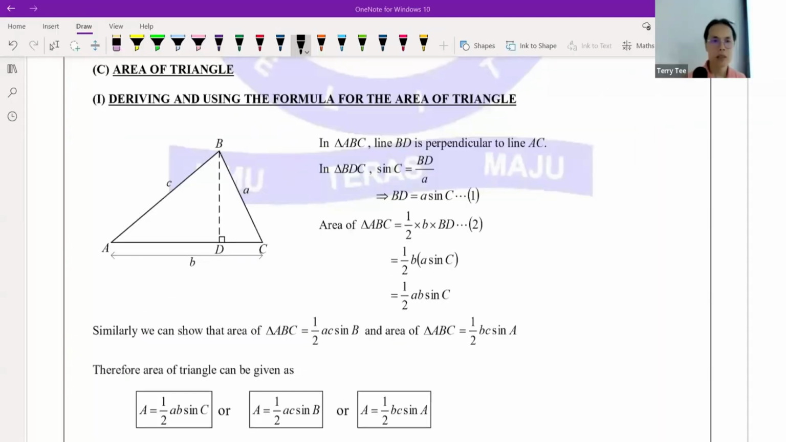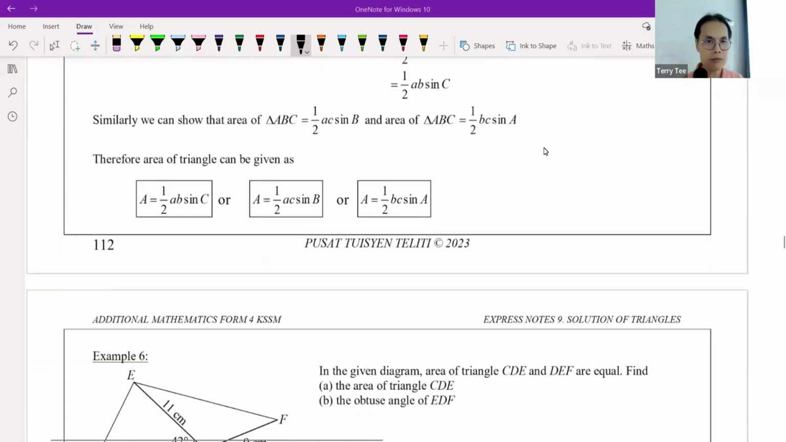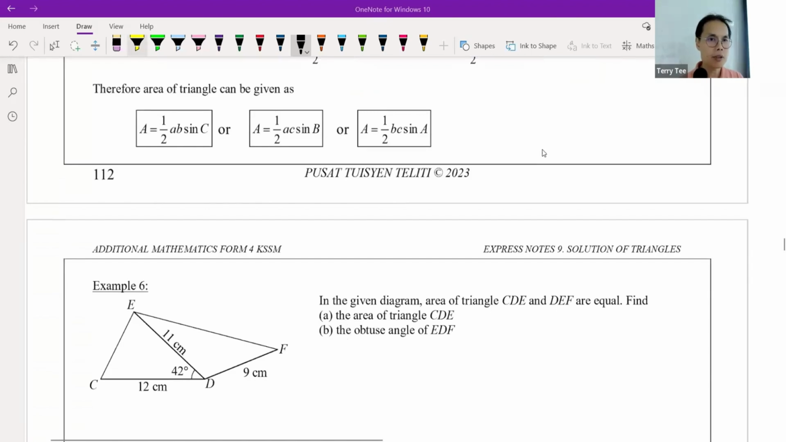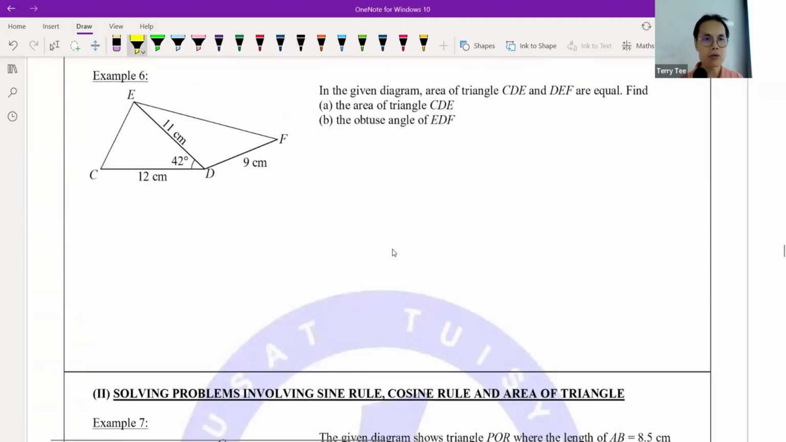Today we'll focus on chapter 9.3, the area of triangle. Let's get started. Deriving and using the formula for the area of a triangle. The deriving part I've already explained to you earlier, so we don't have to do this. Just remember the formula is half ab sine C. Very simple. Now, let me give you one example of how to use this.